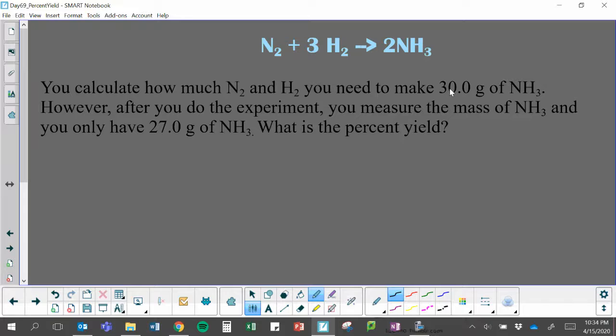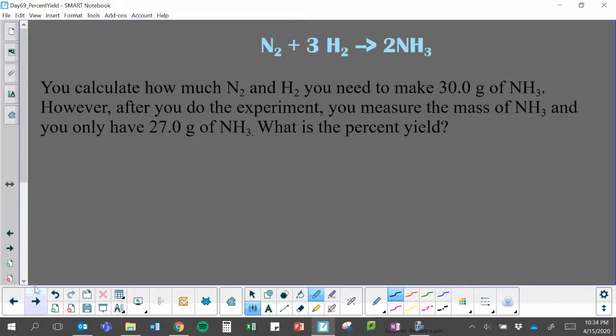Okay, so here's an example. We have our equation and it's balanced, and it says you calculate how much N2 and H2 you need. So you have how many of the reactants you need to make 30 grams of NH3. However, after you do the experiment, you measure the mass of NH3 and you only have 27.0 grams of NH3. What is your percent yield?